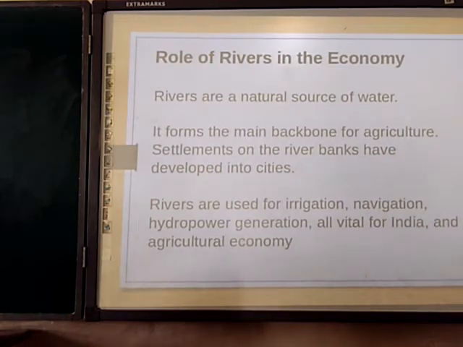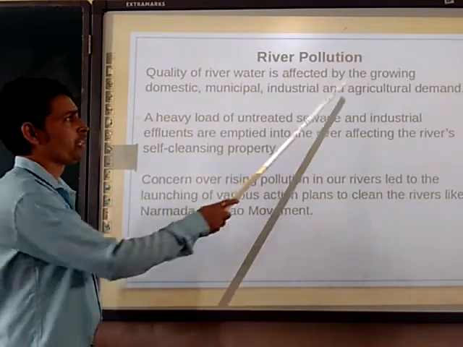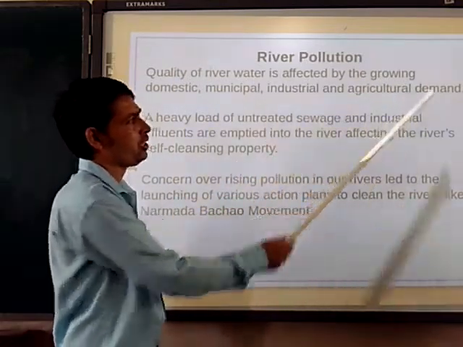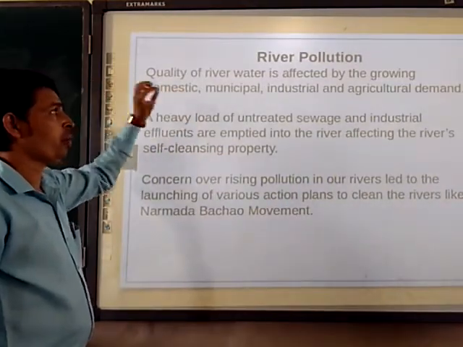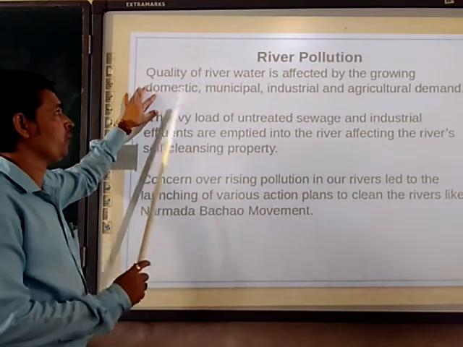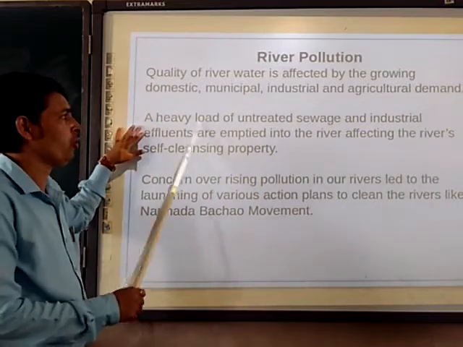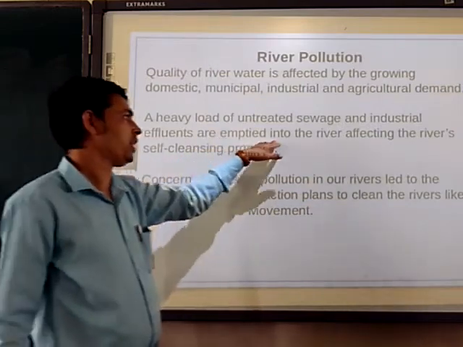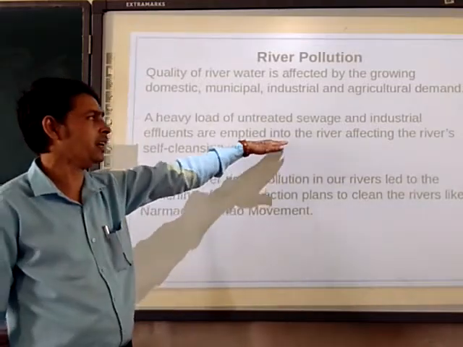Next, we are going to see about river pollution. The quality of river water is affected by the growing domestic, municipal, industrial and agriculture demand. Right? So the water is going to be polluted from the domestic, municipal, industrial and agriculture sectors. And a heavy load of untreated sewage and industrial effluent is discharged into the river. They are fully transported from that area to the river.